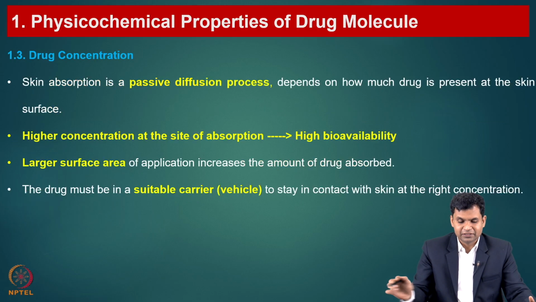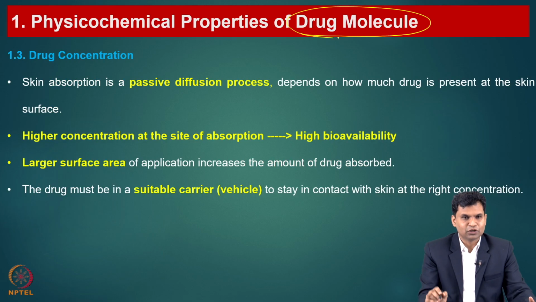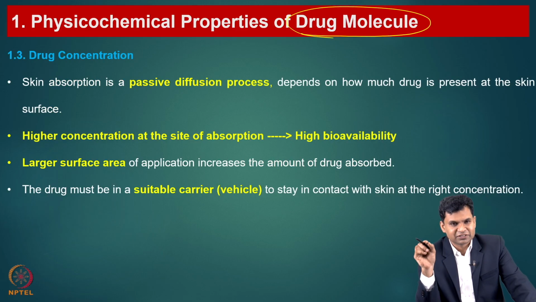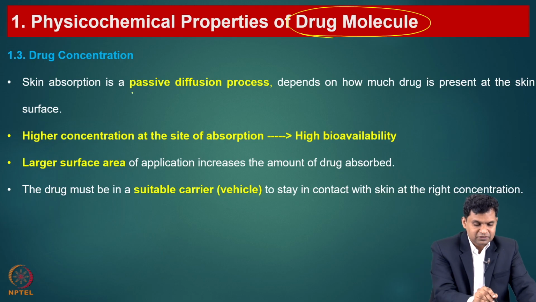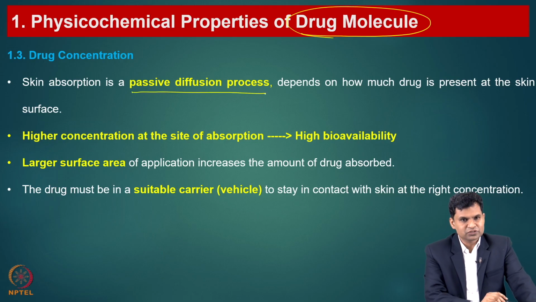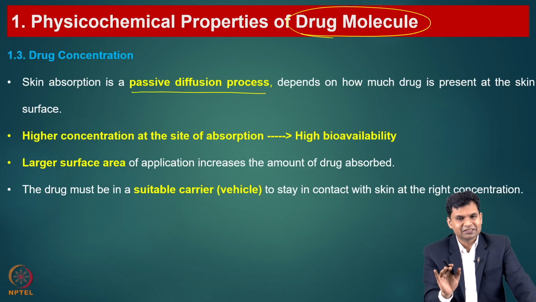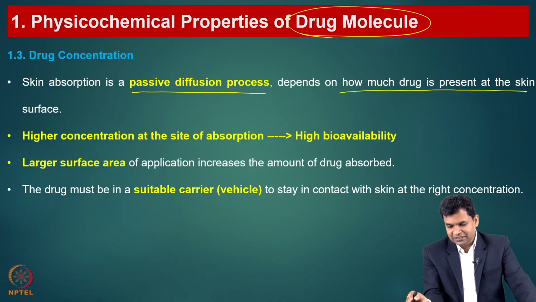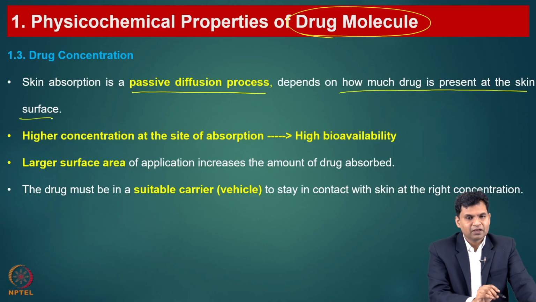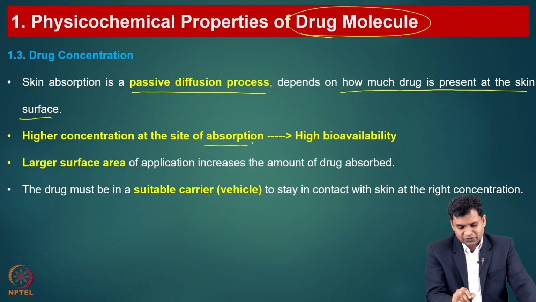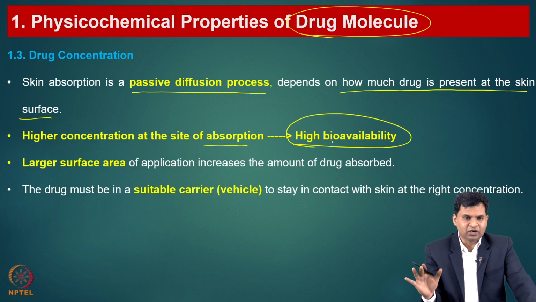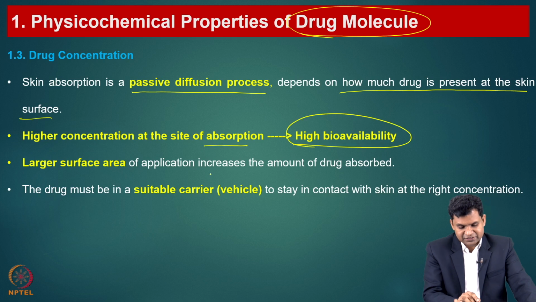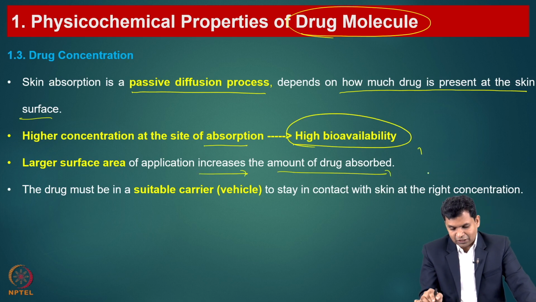The third point in the physicochemical properties of the drug molecules is drug concentration at the site of administration. Here, as we studied in the permeation mechanism, this will follow the passive diffusion process. So, the concentration at the site of administration is very important. It depends on how much drug is present at the skin surface. Now, a high concentration at the site of absorption will give high bioavailability. A larger surface area of application increases the amount of drug absorbed.